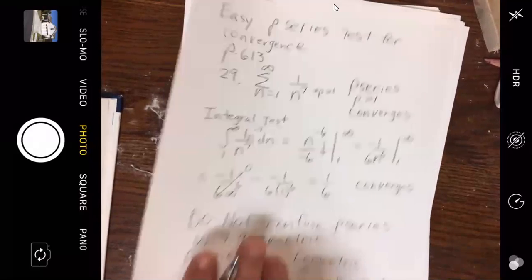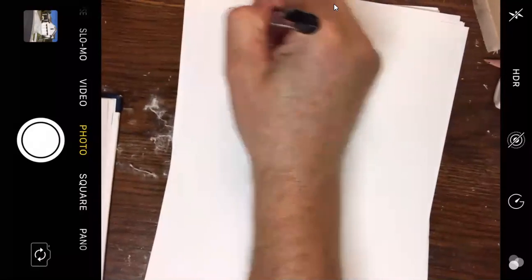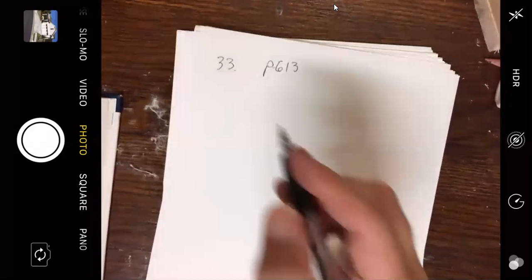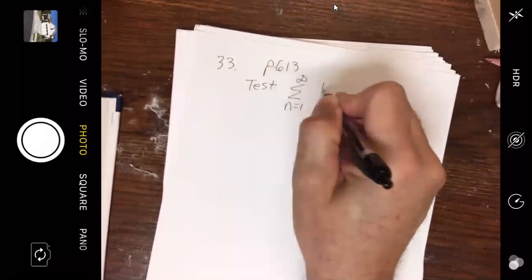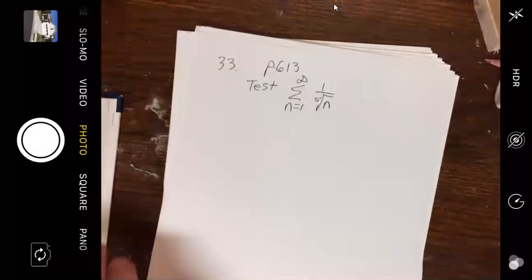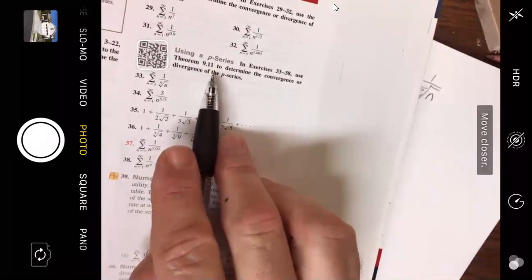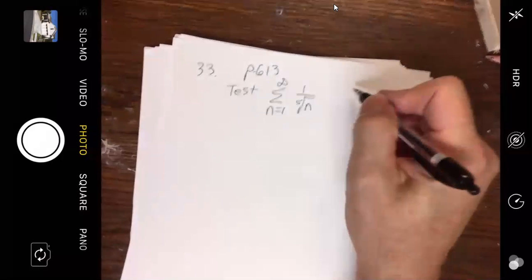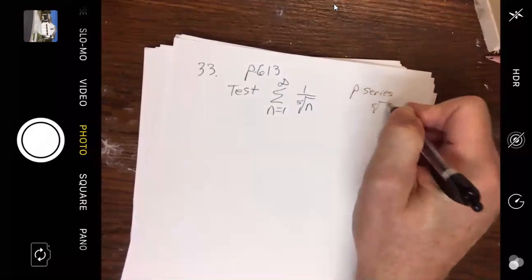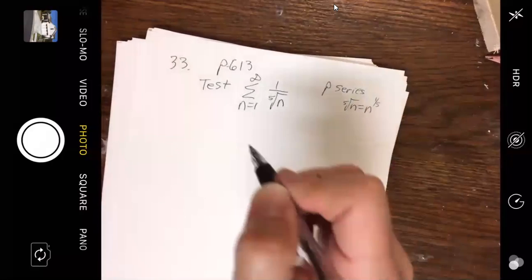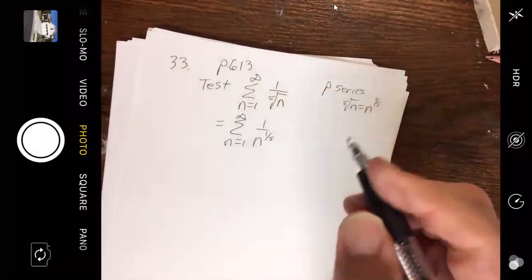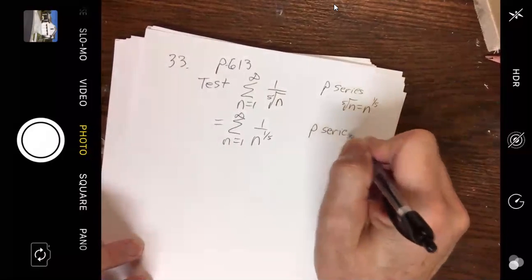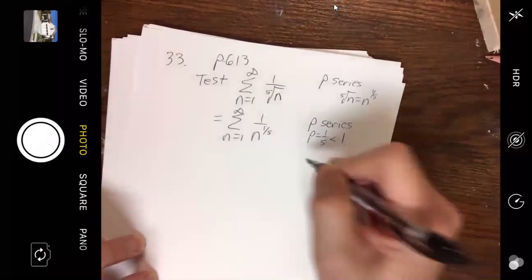Let me give you one more example, 33, page 613. Test the sum of n equals 1 to infinity of 1 over the 5th root of n. They call it theorem 9.11, but they basically mean the P series theorem. This is a P series. Remember, a 5th root of n could be written as n to a 1/5 power. So this is identical to writing the sum from 1 to infinity of 1 over n to a 1/5 power. So it's a P series. P is 1/5, which is less than 1. It diverges.